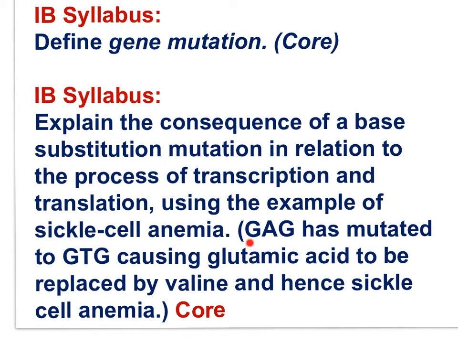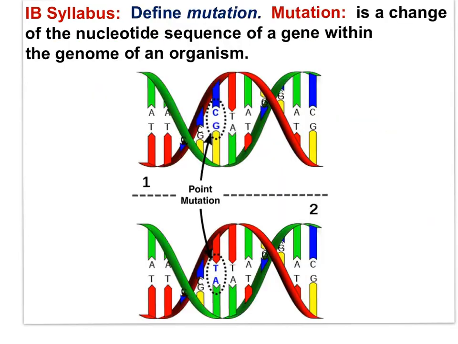anemia. The GAG has mutated to GTG, causing glutamic acid to be replaced by valine, and hence sickle cell anemia. A mutation is a change of the nucleotide sequence of a gene within the genome of an organism.